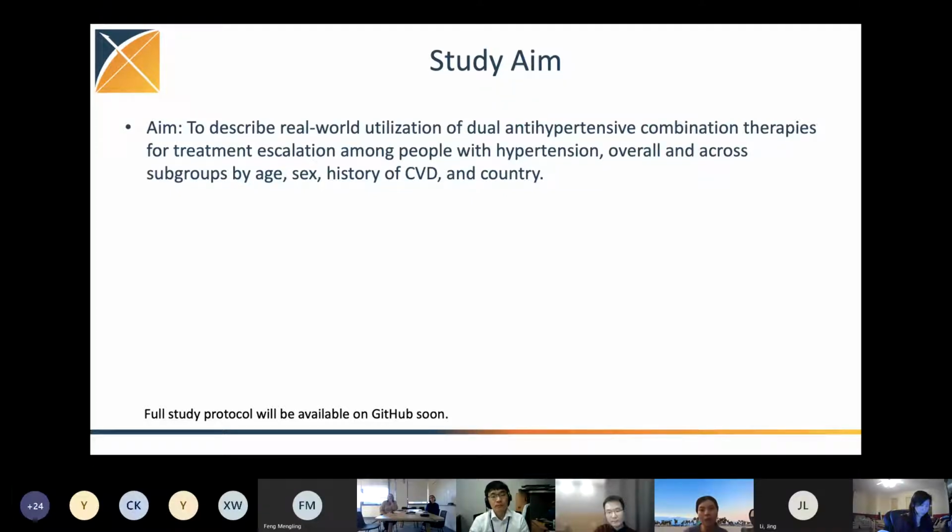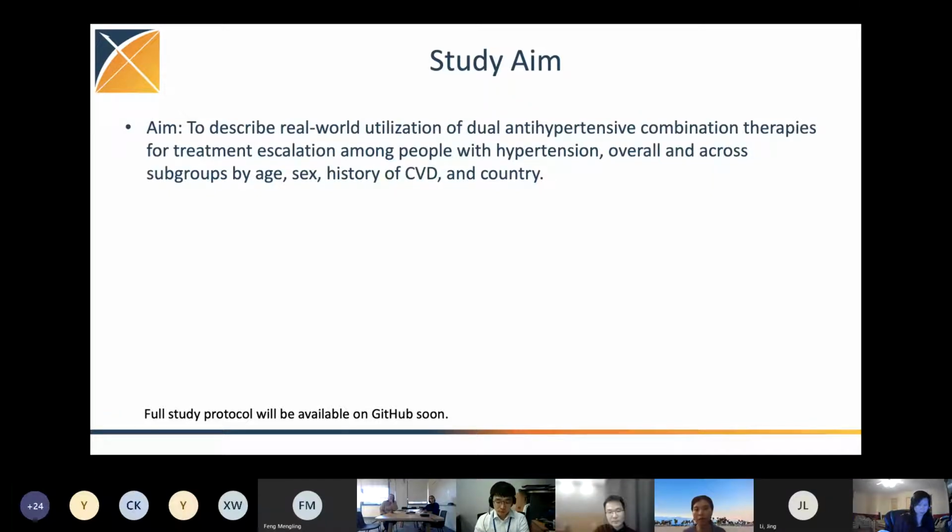Study aim: this study actually has 3 aims. The first aim is descriptive. We want to characterize what is the pattern of antihypertensive agent use among patients with hypertension. The second aim is to look at comparative effectiveness of different agents. And the third aim focuses on safety outcomes.